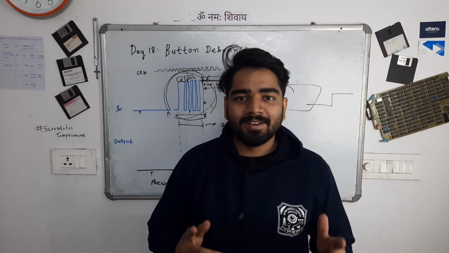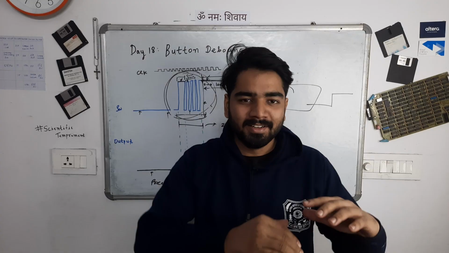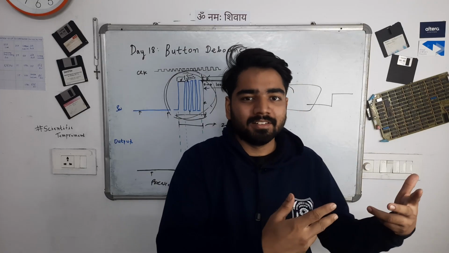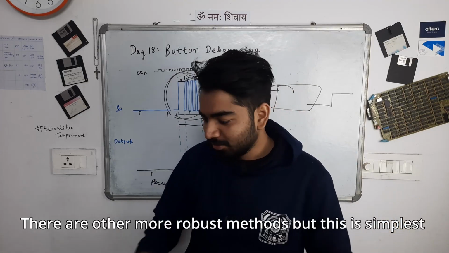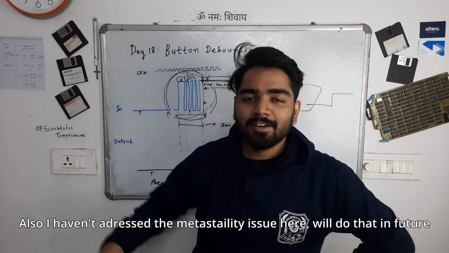Alright, so I've shown you the button debouncing example on the FPGA, and we have seen how the FPGA logic is able to convert that bouncy signal to a clean signal through the Analog Discovery oscilloscope. So button debouncing is implemented on the FPGA.